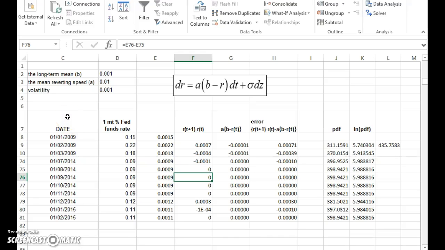Now we're going to look at the Vasicek model. The Vasicek model looks at the progression of interest rates. It uses mean reversion, which can also be used to predict the future long-term interest rates. And this is precisely what we're going to do here.